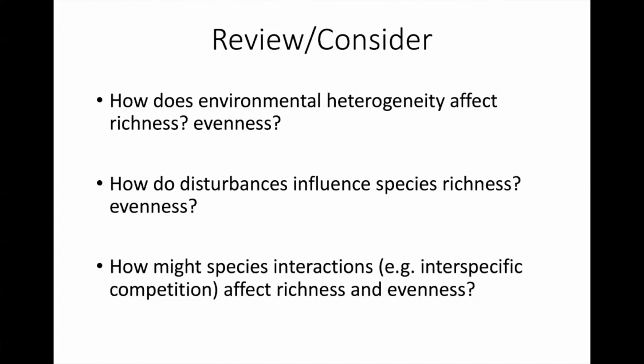What was I going to ask there? So if you have a disturbance event and it wipes everything out, what's that early successional community going to look like? Do you think an early successional community is going to be highly diverse or dominated by one species and have low richness?